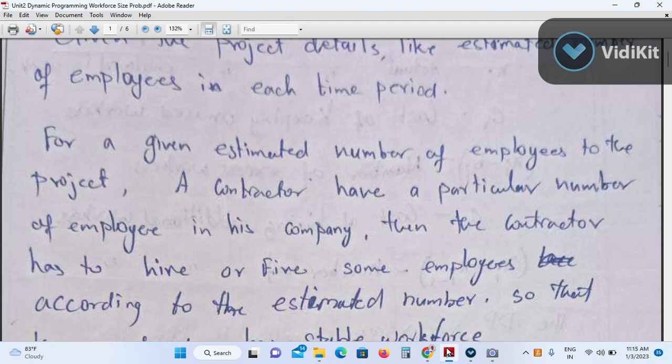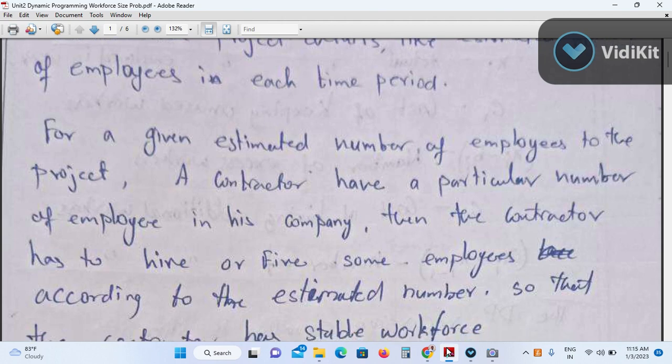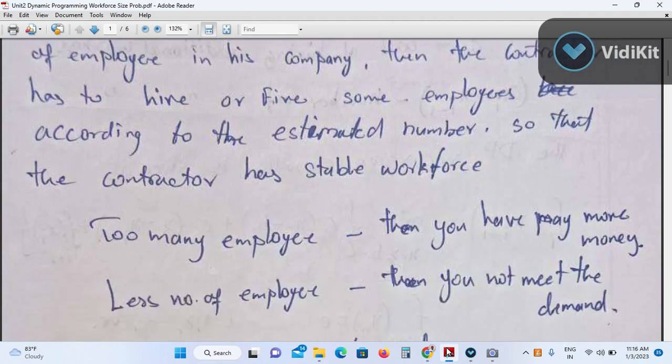Suppose the minimum requirement of laborers is the demand, then we have to hire from outside, right? Or suppose you go the other way, keeping more employees, then what do you have to do? For the excess employees, you have to give some other assignment to the laborers. That is the meaning of fire here. So naturally, to complete the project, we need a stable workforce, right? That is, we should put the project on a stable footing.